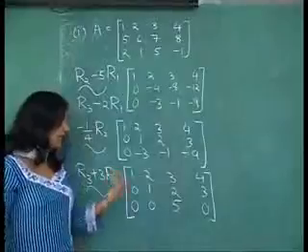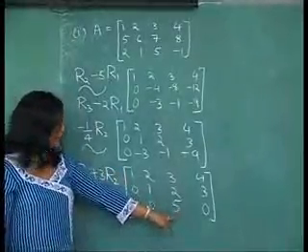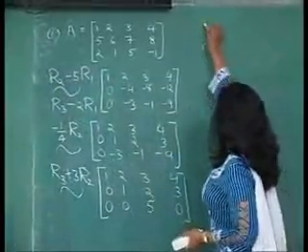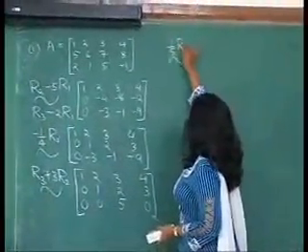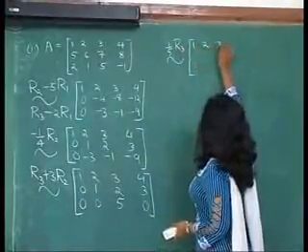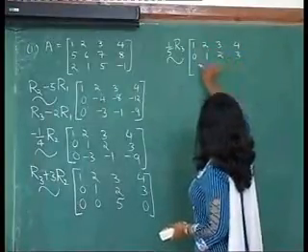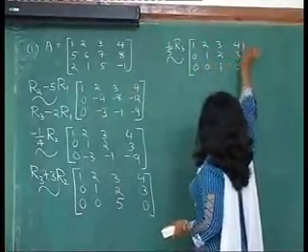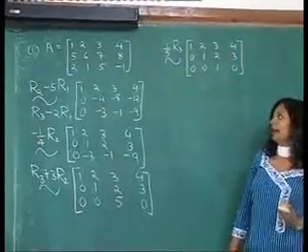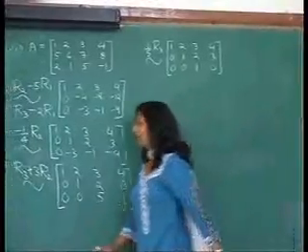And the final step is to get a leading 1 in the third row. That should be easy now. All I have to do is to divide the third row by 5, or to multiply the third row by 1 upon 5. So I'll get 1, 2, 3, 4; 0, 1, 2, 3; 0, 0, 1, 0. So this is how we reduce a matrix to the echelon form. Let's try out one more example.